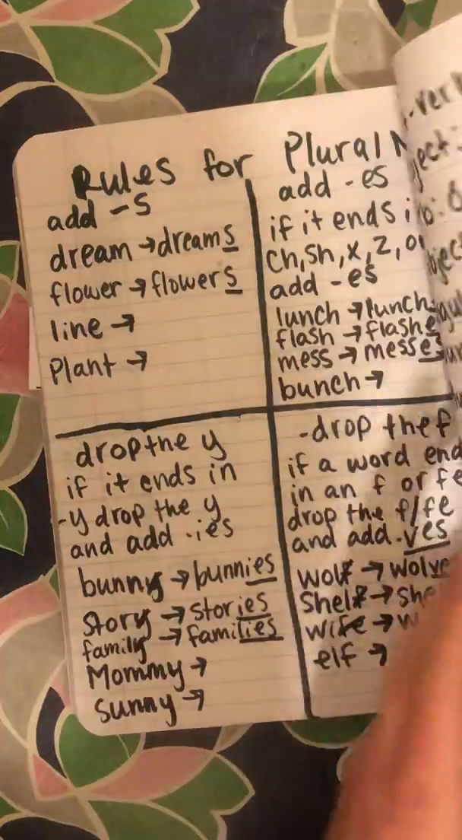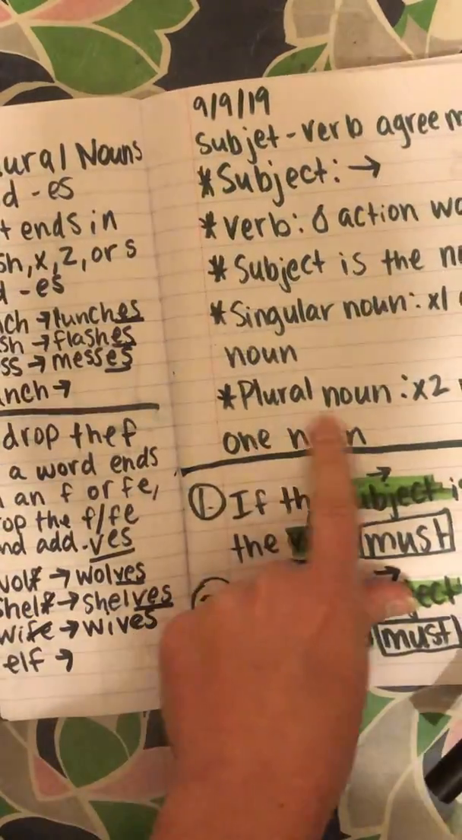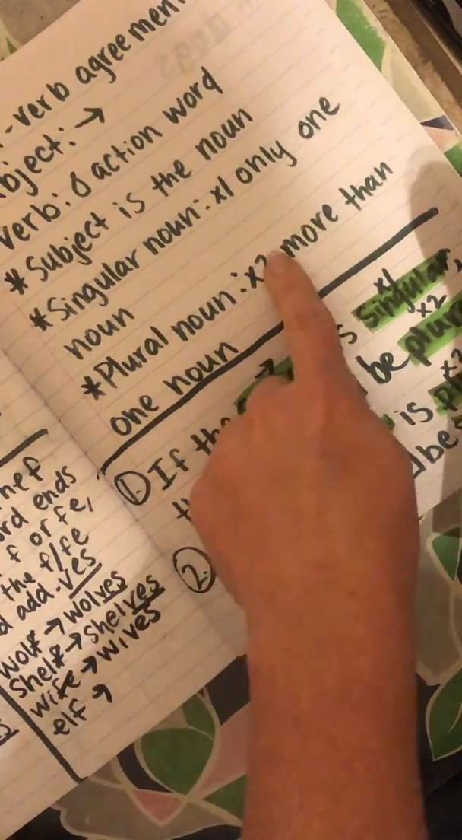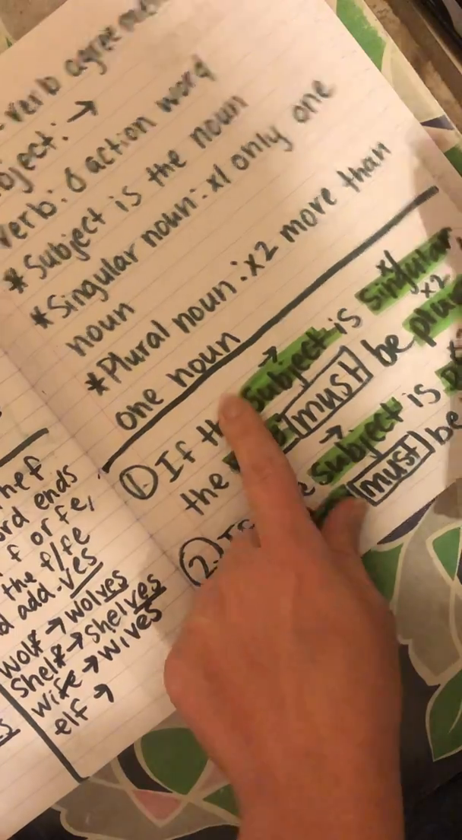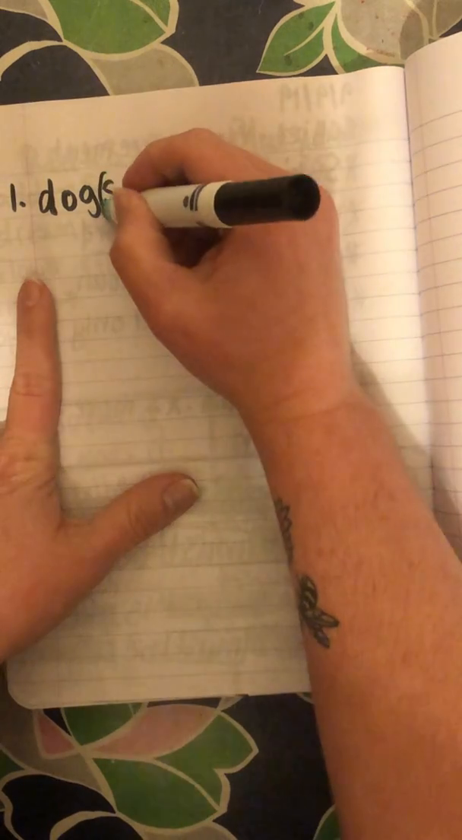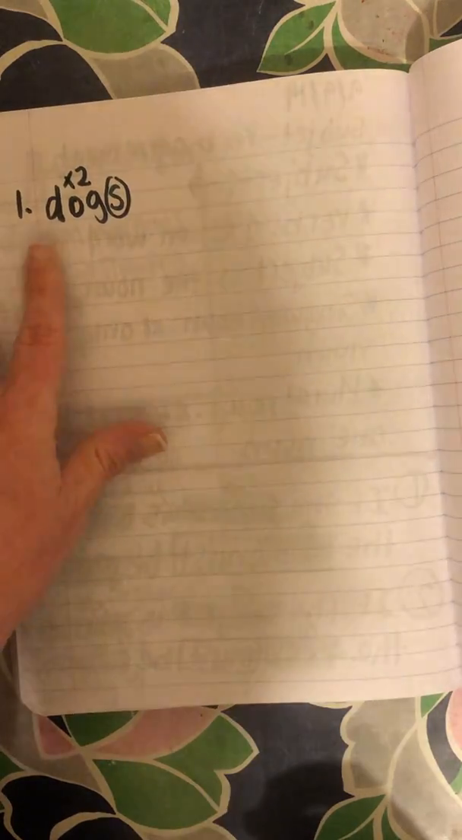Turn back to your notes. Singular, only one noun. Plural, 2 or more nouns. More than one noun, okay? So, let's go back here. Dogs. I noticed that there is an S, so that means this noun is, or the subject is plural. So I'm going to put a ×2 over it, okay?